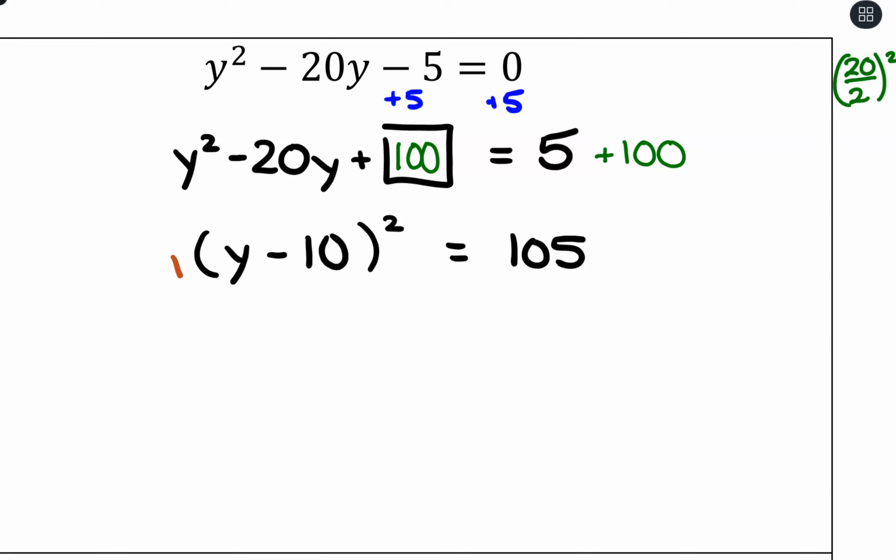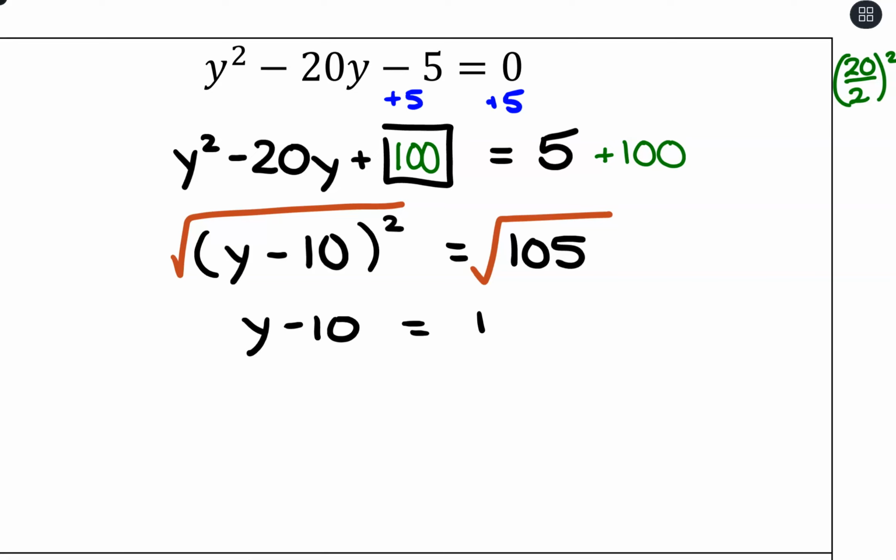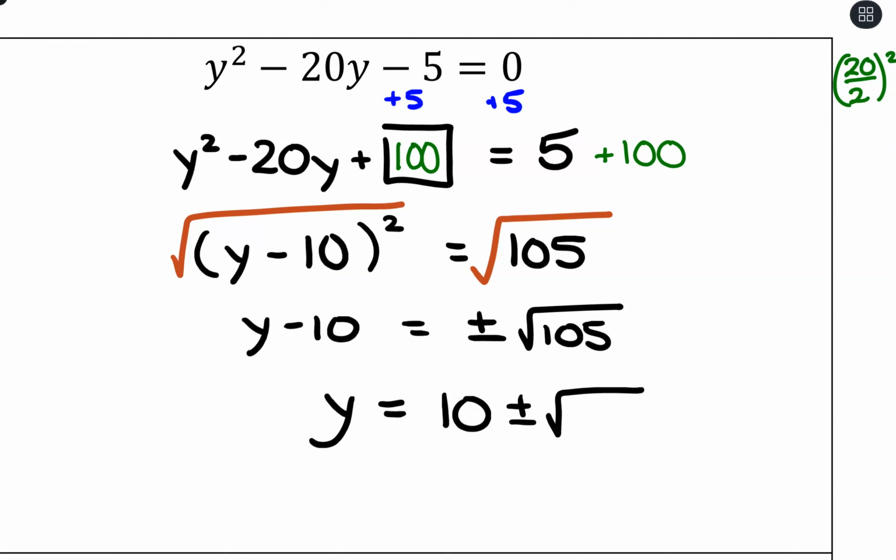And then I'm at a spot where I can take the square root of both sides of the equation. So y minus 10 is equal to plus or minus the square root of 105. Add 10 to both sides, so y is equal to 10 plus or minus root 105. And that'll do it. We could leave it just like that. If we're working with a word problem, maybe we'd go and get decimals so we could see some more exact values, but this format works great.